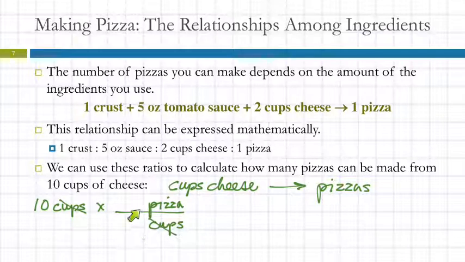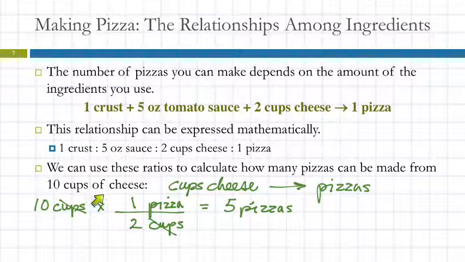Then we need this relationship. This relationship comes from the recipe or the equation. We'll get 1 pizza for every 2 cups of cheese. And now our equation is telling us that we take 10 times 1 divided by 2, and we get 5 pizzas. Any questions? You should be able to write this out. I know you can do that in your head, but you need to be able to write it down.